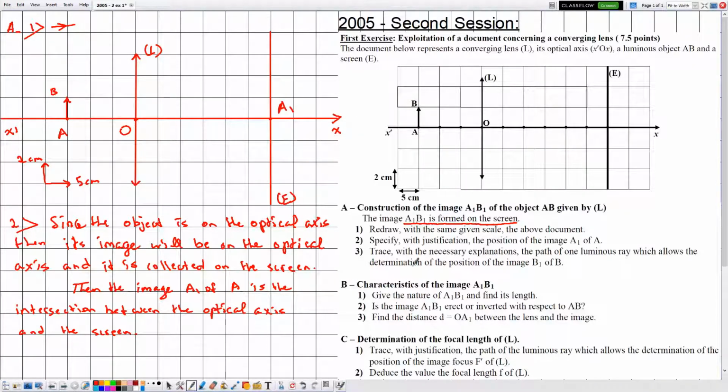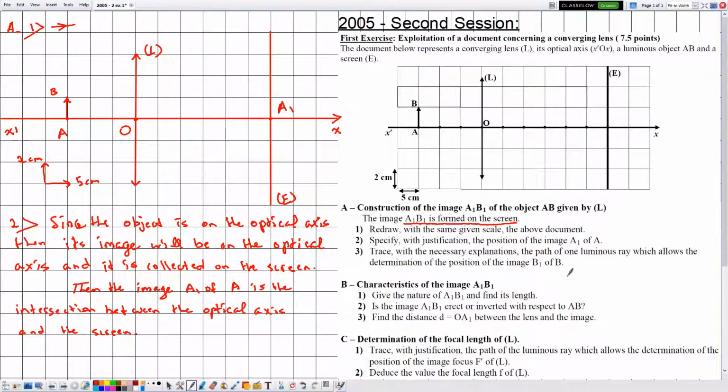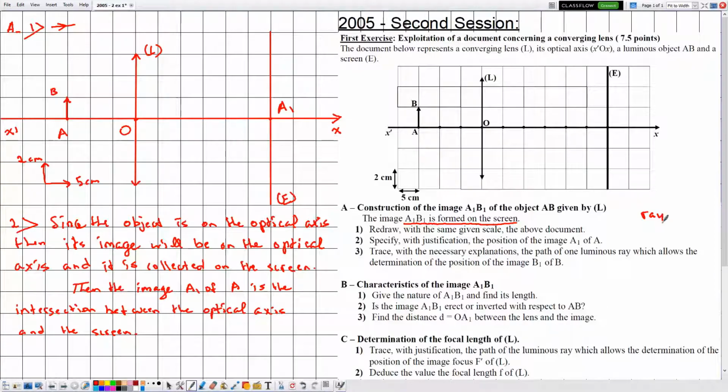Now in number 3 they are telling me to trace with the necessary explanations the path of one luminous ray which allows determination of the position of the image B1 of B. Then because they told me to trace with the necessary explanations, we need to trace and justify this ray, and we need to trace the image and to justify it as well.